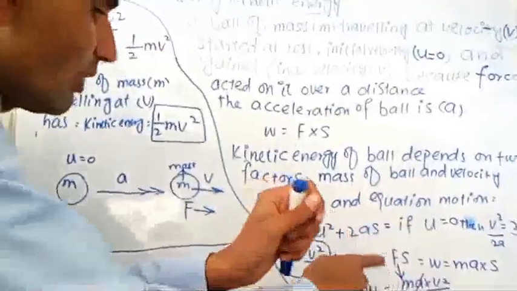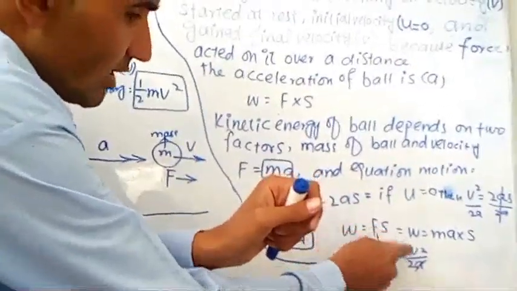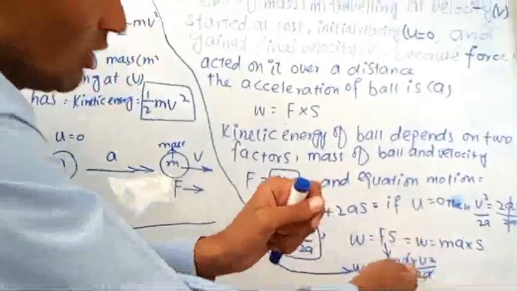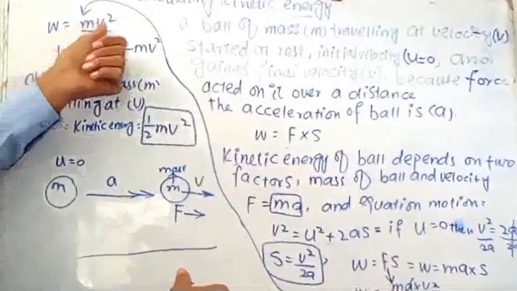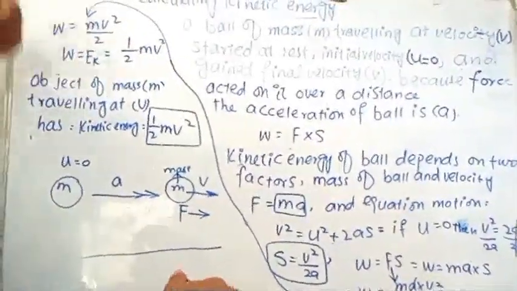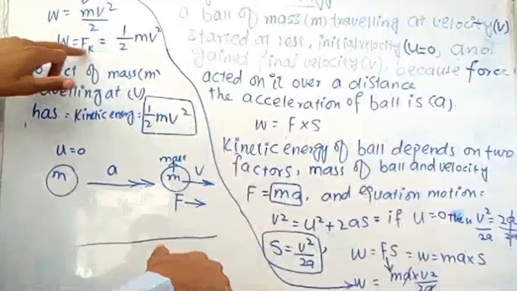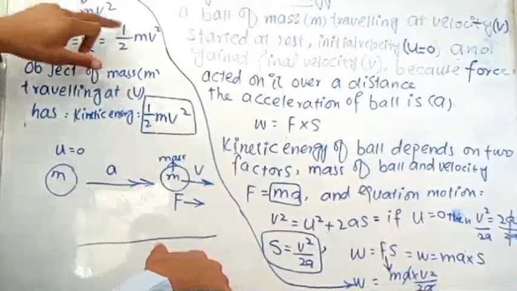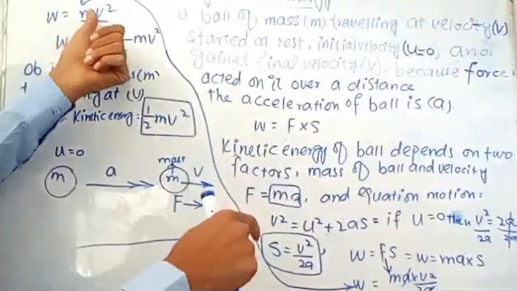Now we put the value of F as ma and the value of s as v square divided by 2a. Now a will cancel with a, and the equation will be W equal to mv square divided by 2. As we know, work is always equal to energy. When the work is done, the object has energy. So work is equal to kinetic energy, and the kinetic energy is equal to 1 over 2 mv square, or kinetic energy is equal to mv square divided by 2.